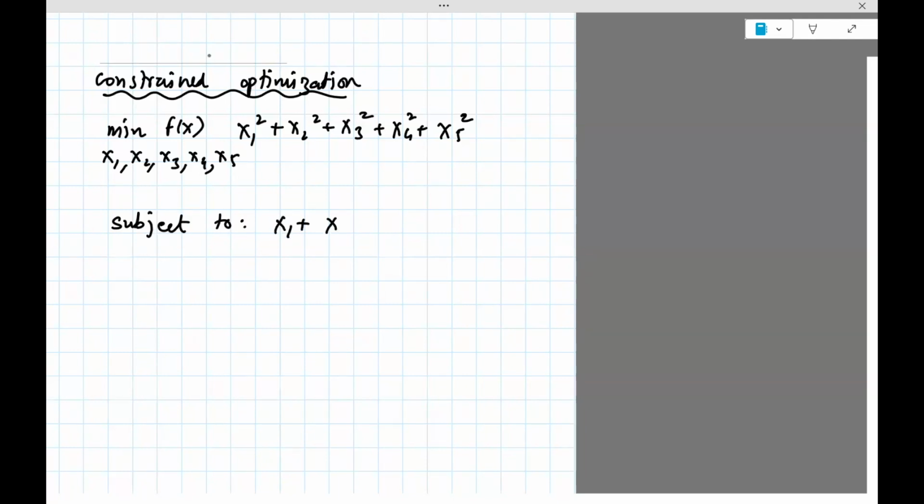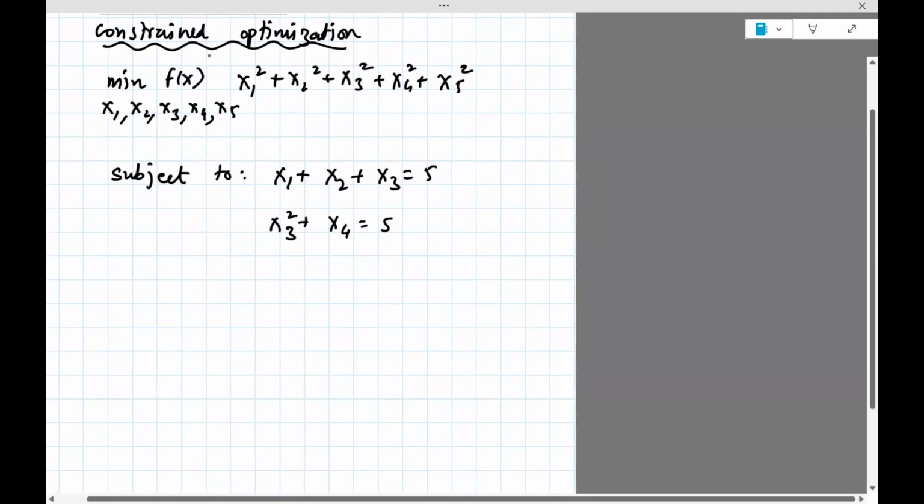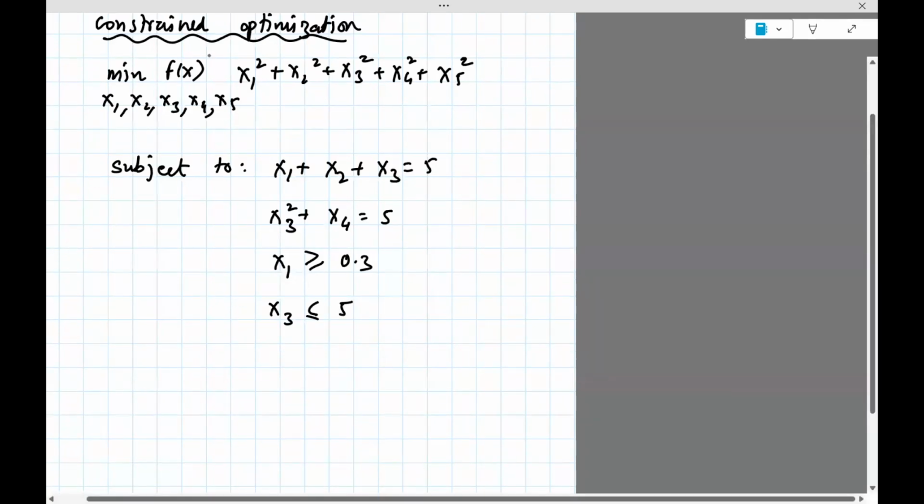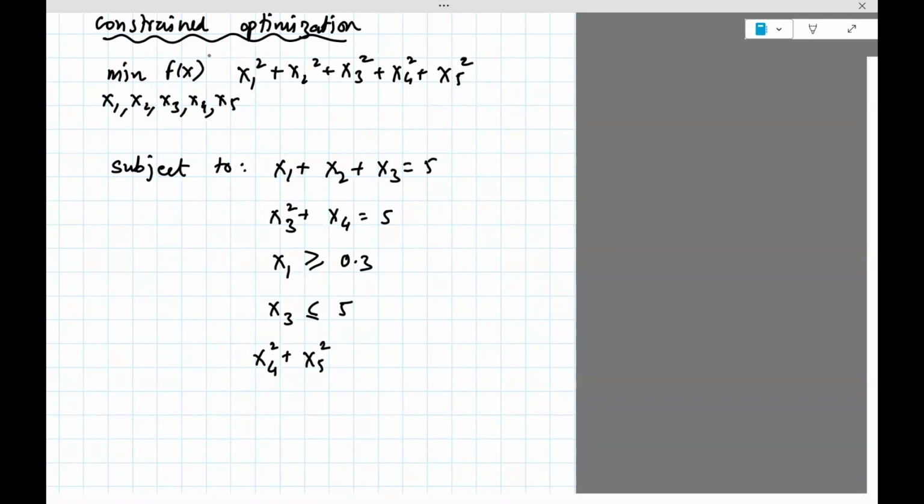x1 plus x2 plus x3 equals 5. Clearly, if 0, 0, 0 was the solution, then you will not satisfy that constraint. Then we have x3 square plus x4 equals 5. So those two are equality constraints. Here is an inequality constraint: x3 is less than 5. And there's another one: x4 square plus x5 square less than 5.